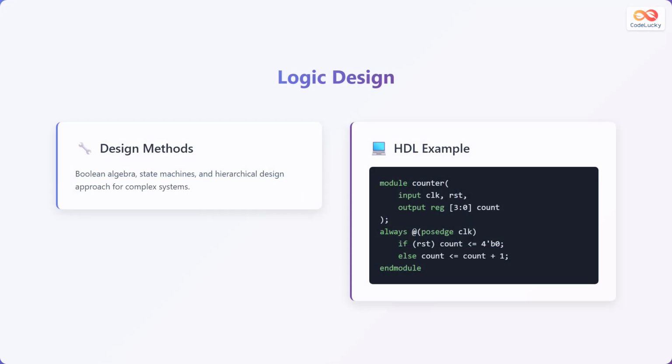Logic design uses methods like Boolean algebra, state machines, and a hierarchical design approach for complex systems. Here's a hardware description language, or HDL, example code for a counter module. The module takes clock and reset as inputs, and outputs a 4-bit count. Inside the always block, if reset is asserted, count is initialized to 0. Otherwise, count is incremented by 1 on every positive edge of the clock.